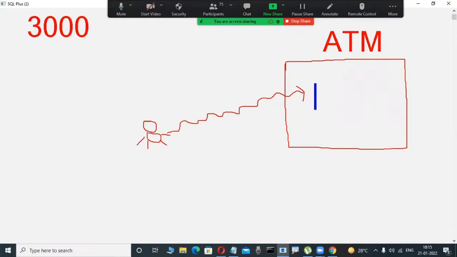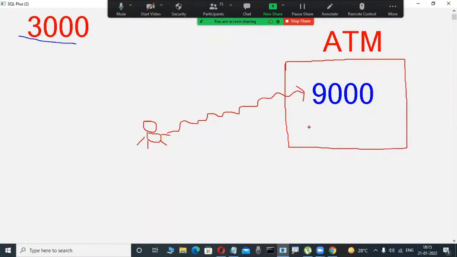Whenever I insert the ATM card, after that it will ask to enter the amount. In that case, maybe unfortunately, I mentally decided to withdraw 9,000 rupees. Now as I try to withdraw 9,000 rupees, will I get 9,000 rupees? No. Here my balance is 3,000, so how can I get it? Okay, so 9,000 rupees is impossible.